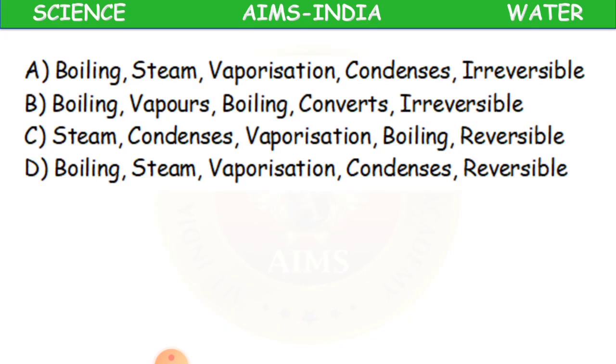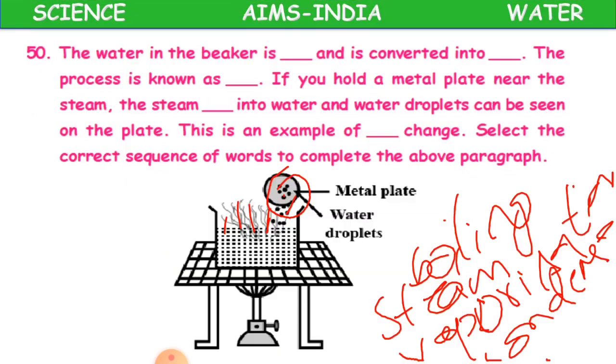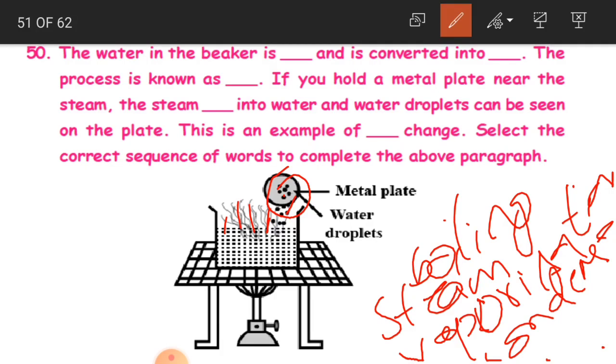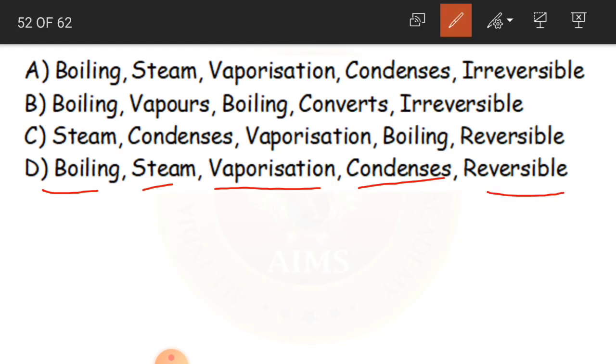Okay, so first it is boiling. Then steam. Third it is vaporization. Fourth it is condenses. And the fifth one is, this is an example of reversible change. Children, this is reversible change. So the process can be reversed. The last one is reversible change. Clear? So this is the answer.